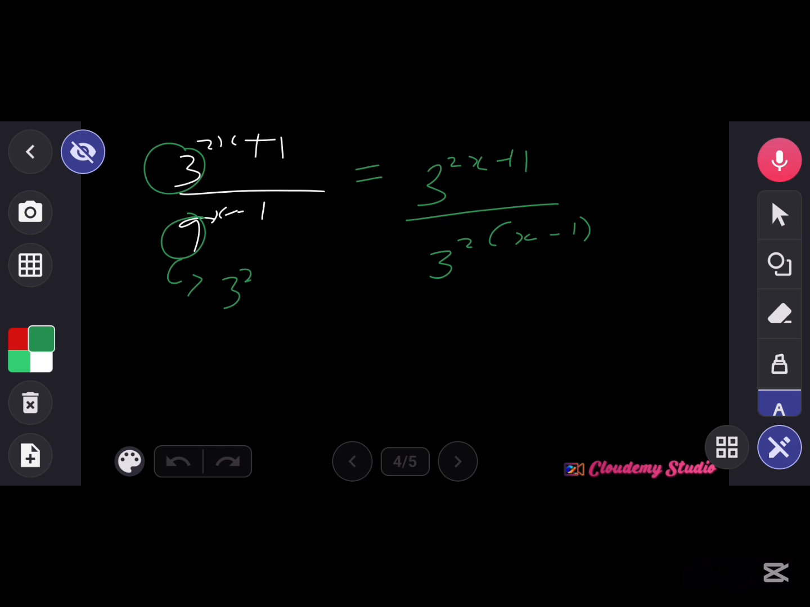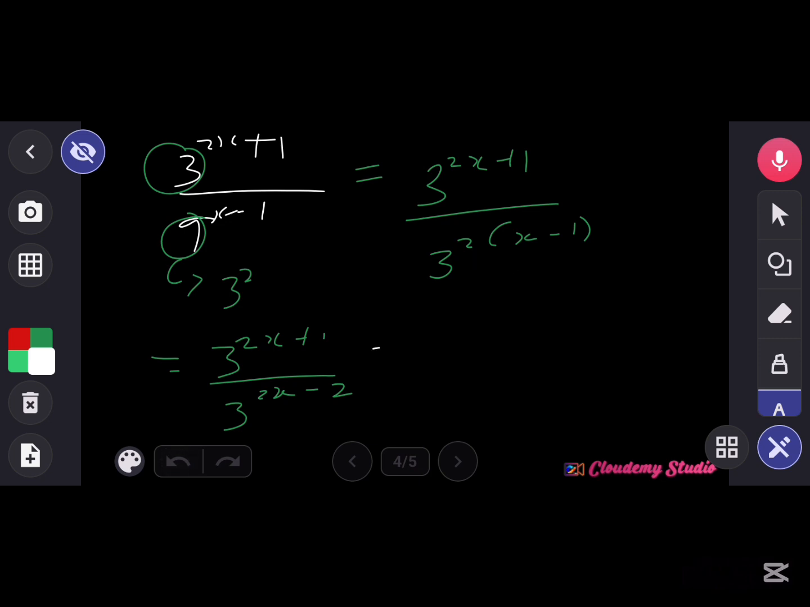Now, we are going to open this bracket. In opening this bracket, we are going to have 3 raised power 2x plus 1 divided by 3 raised power 2x minus 2, because 2 multiplied by x gives us 2x, 2 multiplied by minus 1 gives us minus 2. That is why we have that. So hope that is clear.